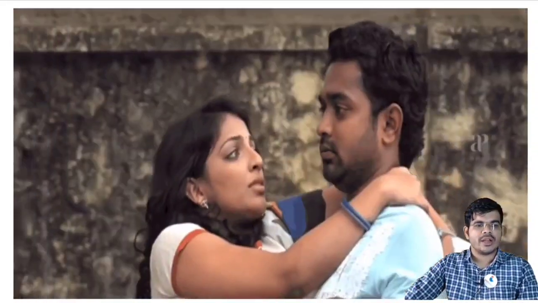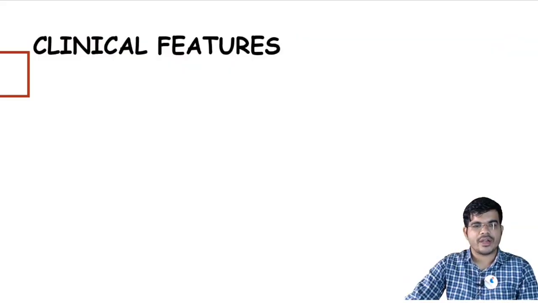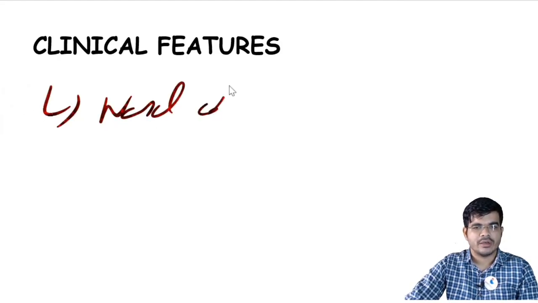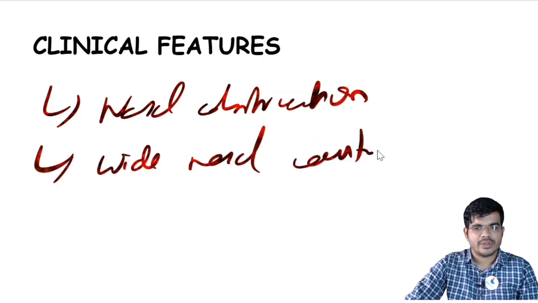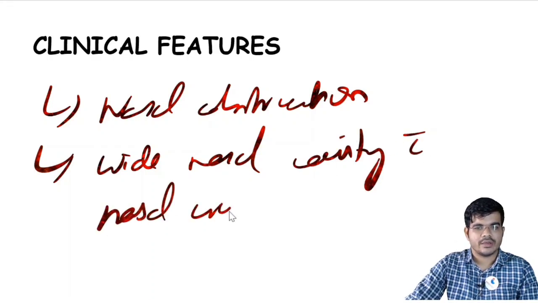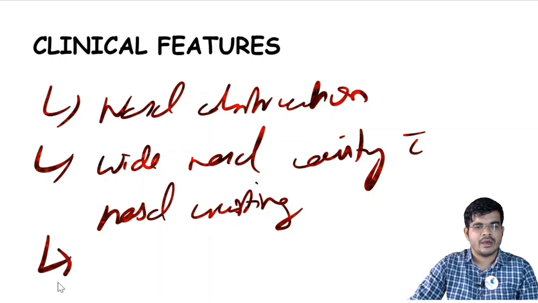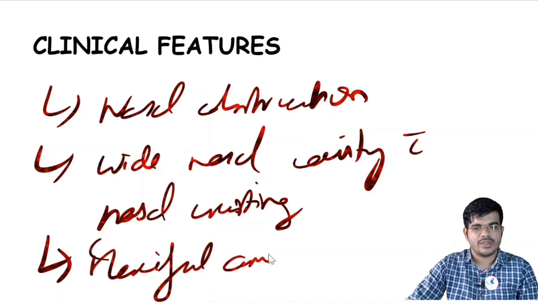Okay, so the clinical features of atrophic rhinitis are, first of all, as I already told you, there will be nasal obstruction, and on examination there will be a wide nasal cavity with nasal crusting. Okay, and the turbinates will have been destroyed because of the atrophic rhinitis, and the patient will have merciful anosmia. Okay, merciful anosmia, that is one thing that you have to remember.